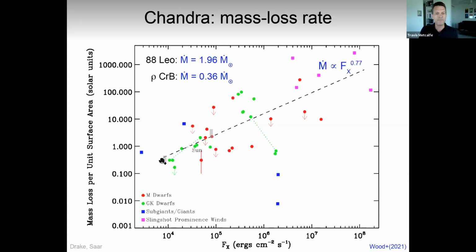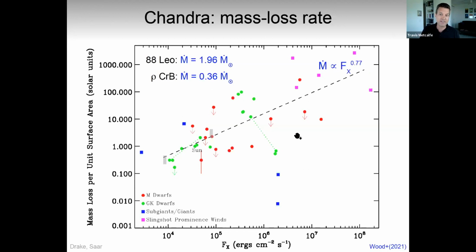And fortunately, the mass loss rate appears to be correlated with the X-ray flux. So you can use this correlation to predict, for 88 Leo and for Rho CrB, what mass loss rate you expect given this empirical relation. And so we get a contrast between the two of a factor of 5. So the mass loss rate decreases by a factor of 5 between the flux of 88 Leo and the flux of Rho CrB.